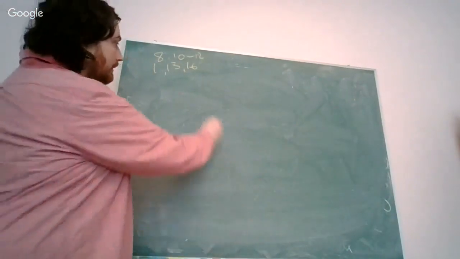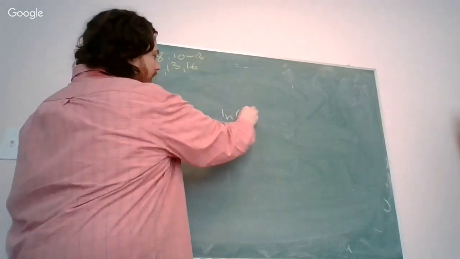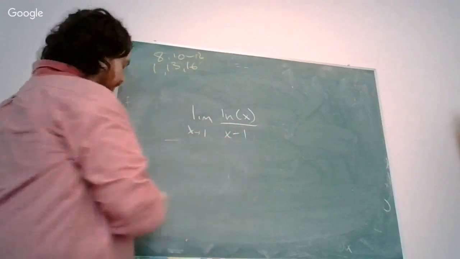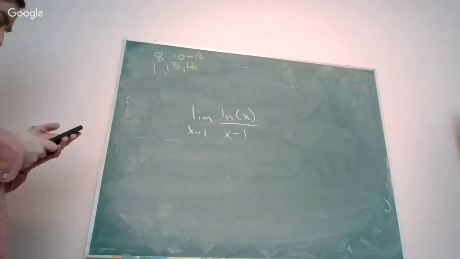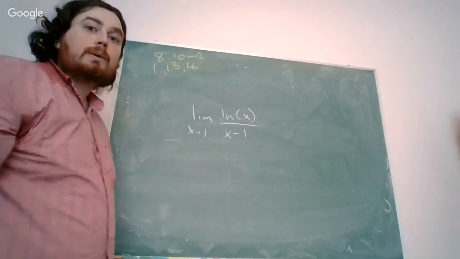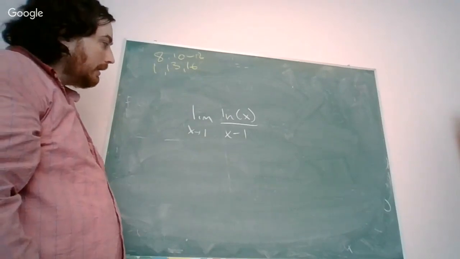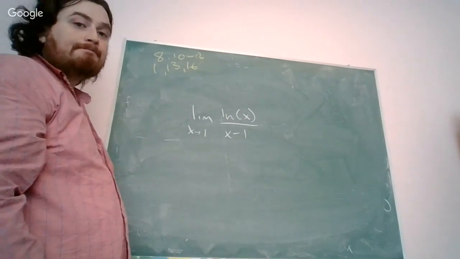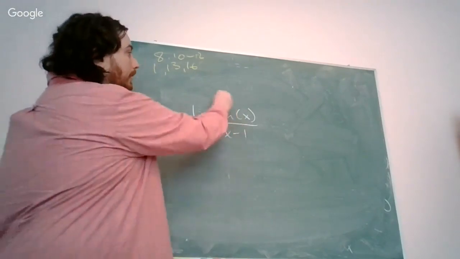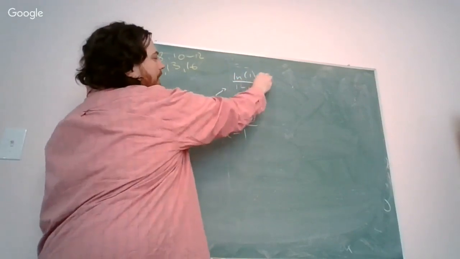So that is, what was the limit as x goes to 1 of natural log of x over x minus 1? All right, good. So now if we look at this one, we're going back to limits again. Anytime we're doing limits, we should plug in the number and see what happens. So I'm going to plug in 1. I get natural log of 1 over 1 minus 1.